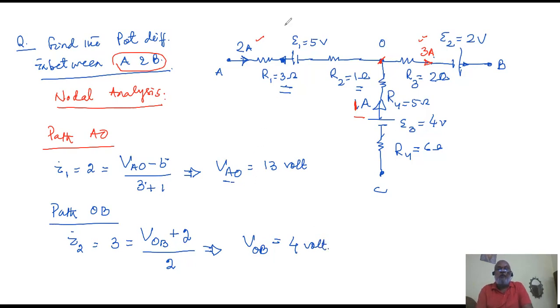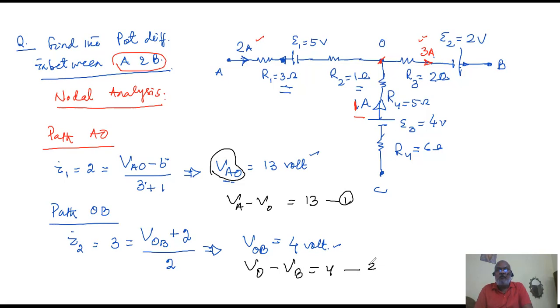Now you must be wondering, to what help will this be? Our basic issue was to find out VA minus VB. Already you have found out the answer, because the moment we say VAO, that is equal to VA minus VO. That is given as 13. That we take as equation number 1. And the next we got VOB, that means VO minus VB. That is given as 4.